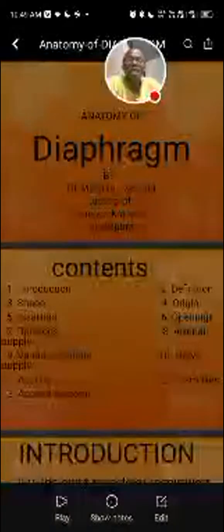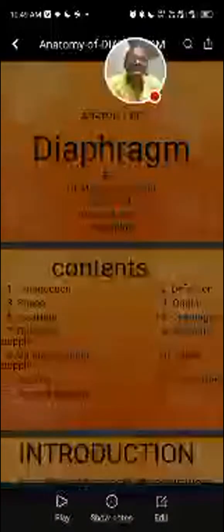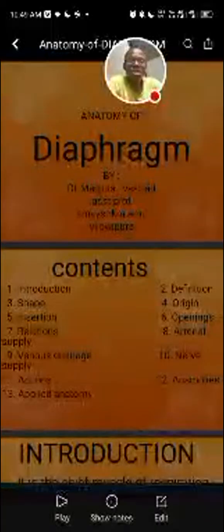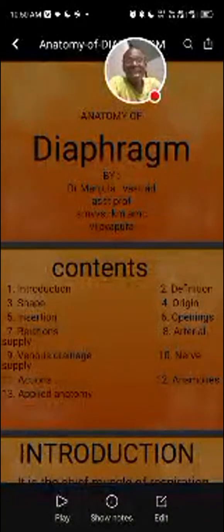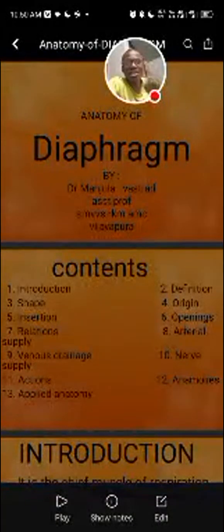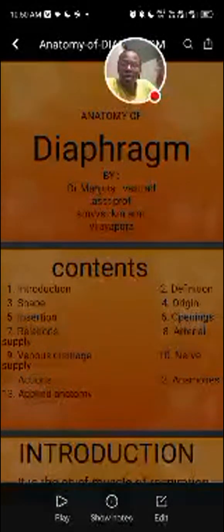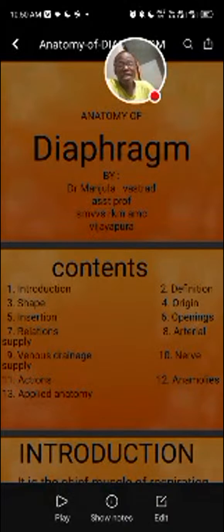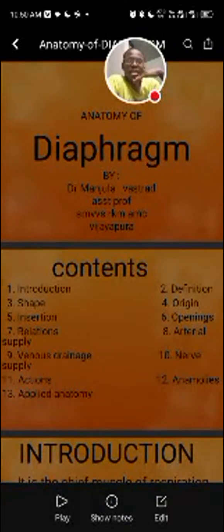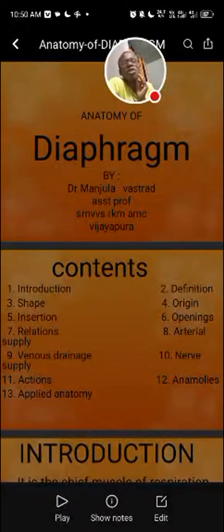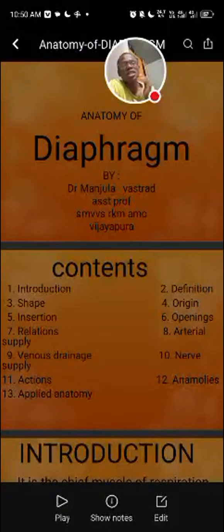That's the diaphragm. So the mnemonic we said: CIAS, core, DIM. C as core, DIM. What's DIM? Depressed in the middle. So it is depressed like this in the middle, and then curved like this on the right. Concave, convex like this, convex like this, and then concave like this.